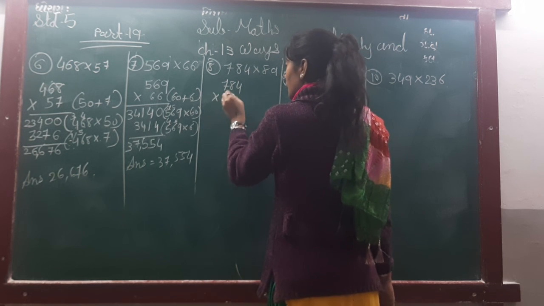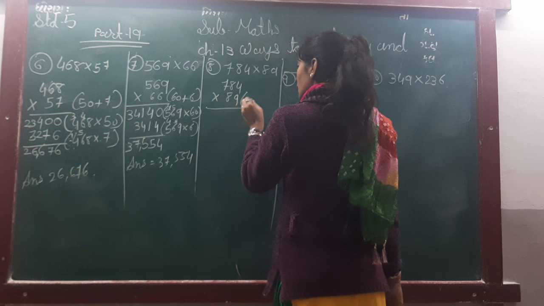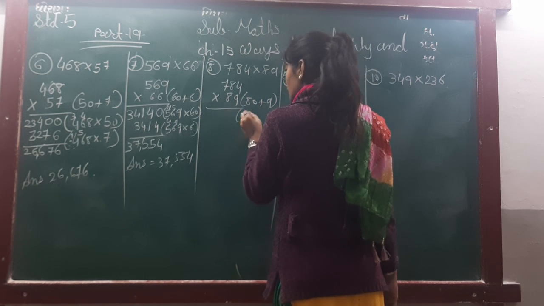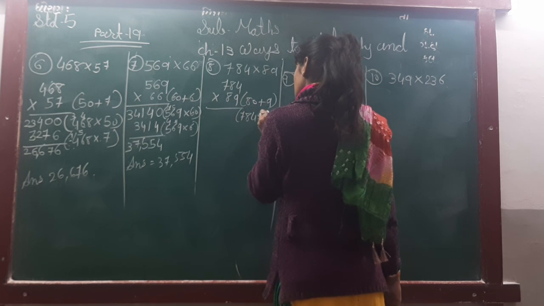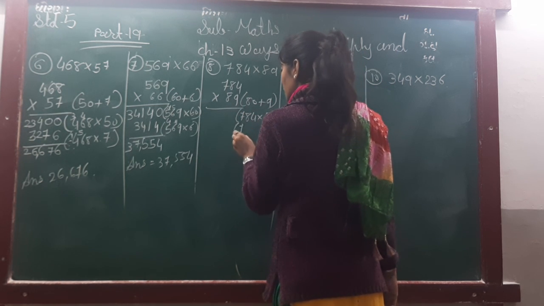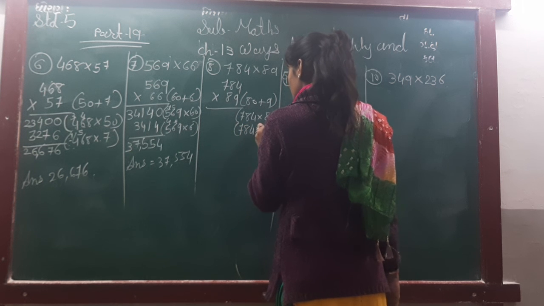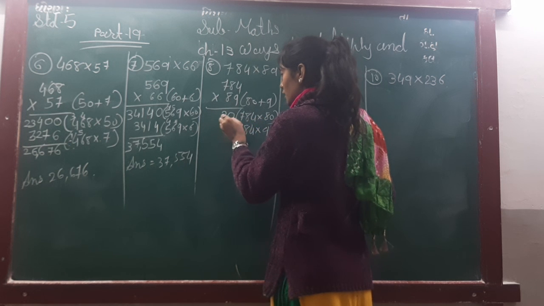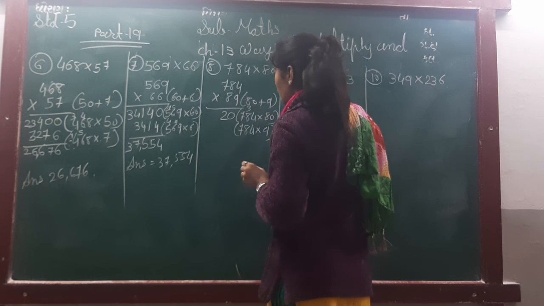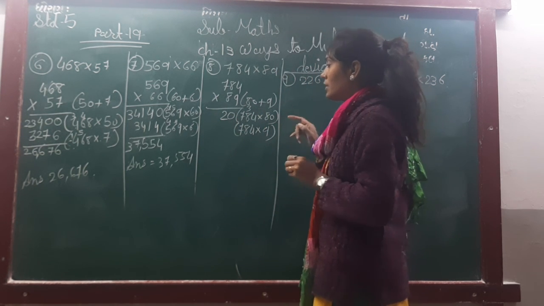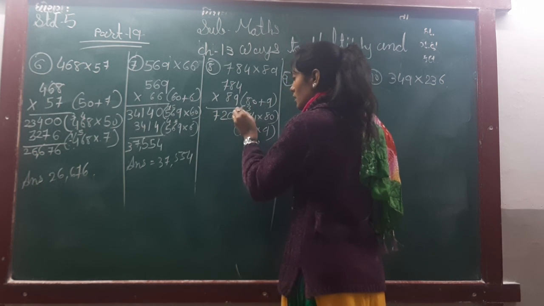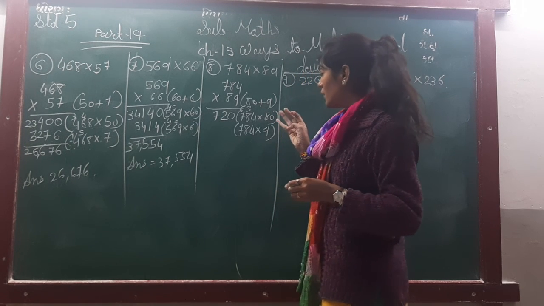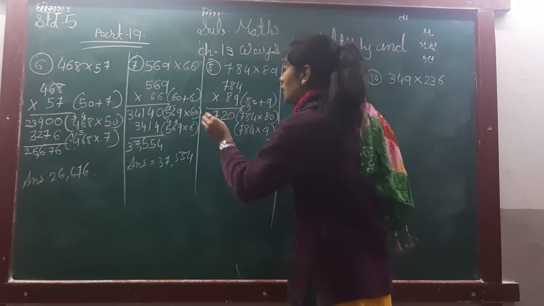784 multiply 89. 80 plus 9. 784 multiply 80. 784 multiply 9. 0, 4 8 are 32, 8 8 are 64, 65, 66, and 67. 8 7 are 56, 57, 58, 59, 60, 61, and 62.